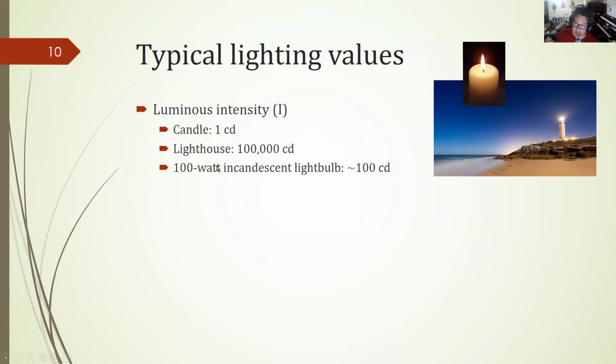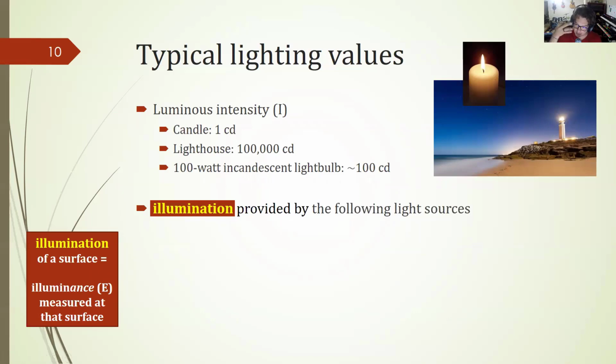If you have an incandescent light bulb, that's almost no longer the norm anymore. We have all kinds of different technologies, LEDs, fluorescent, compact fluorescent. But your traditional metal filament bulb, if it's a 100-watt bulb, it emits about 100 candela.